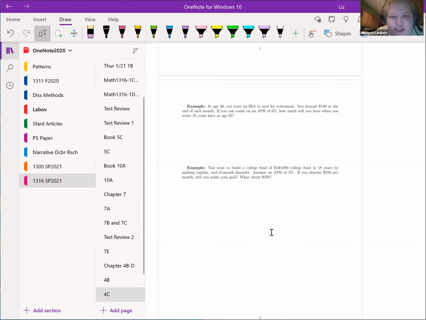All right, here. At age 30, you start an IRA to save for retirement. You deposit $100 at the end of each month. You can count on an APR of 6%. How much will you have when you retire 35 years later at age 65? Okay. Can't even say this with a straight face. So going off that same formula, we still have the $100.